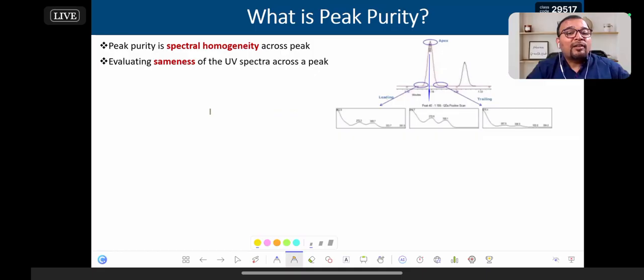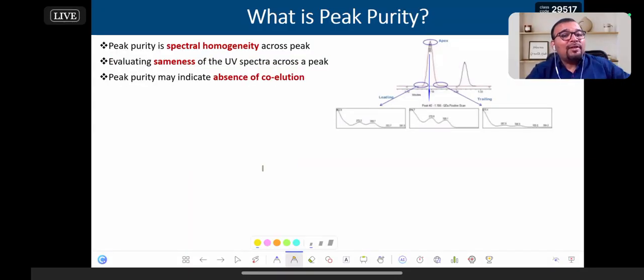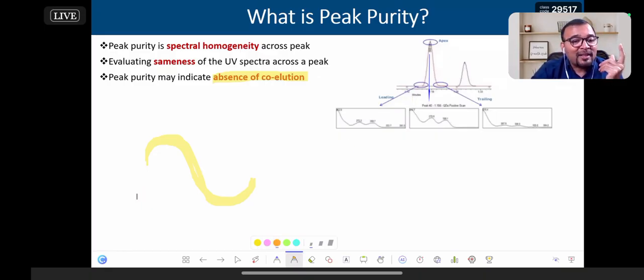So you are trying to evaluate the sameness of UV spectra across the peak. Sameness is nothing but homogeneity. If all are the same spectra and they are perfectly overlaying, that is homogeneity. Peak purity may indicate absence of co-elution, right? If there is a complete overlay of all the UV spectra, you can say there is no co-elution or another impurity eluting in this particular peak. Otherwise, you get some different spectra, as we discussed in the last example, like this one.